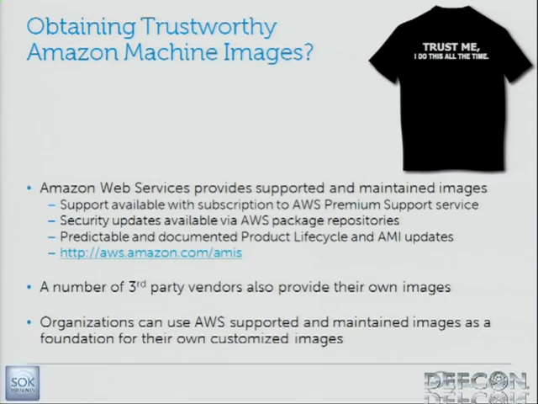Well, Amazon themselves offers supported and maintained images. You can follow the link up there or find it yourself, and they've got a number of images out there. They have their own Yum repository, security updates, product lifecycle. If you want to pay for their premium support service, these are the images they're going to support. So this makes a good option for enterprises or other organizations that are using their services there. There's a number of third-party vendors that also provide their own AMI images, RightScale, Cloudera, a number of other vendors.